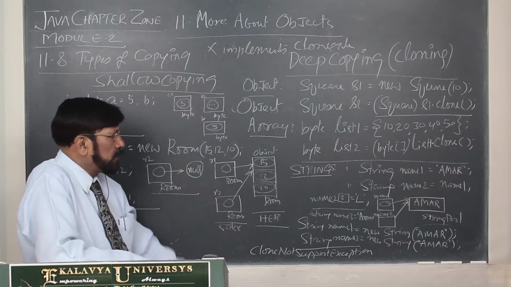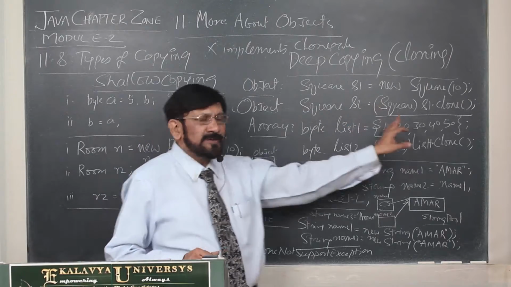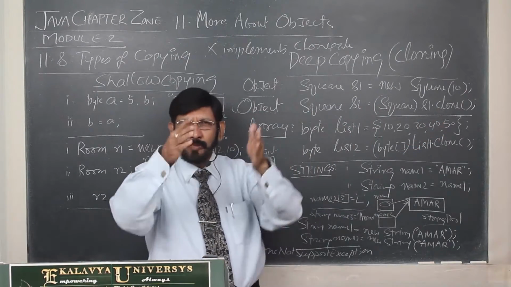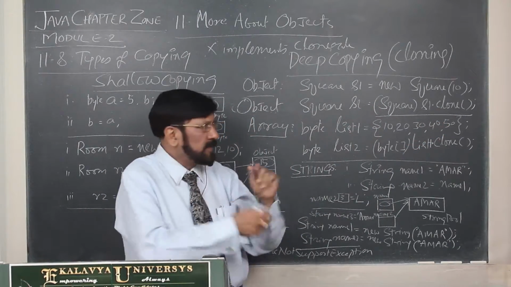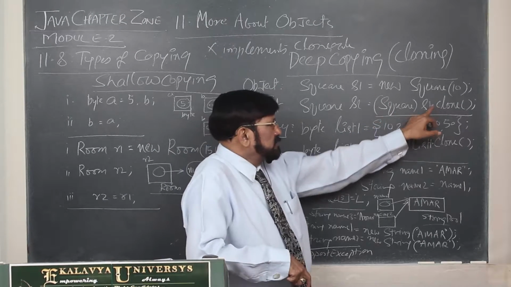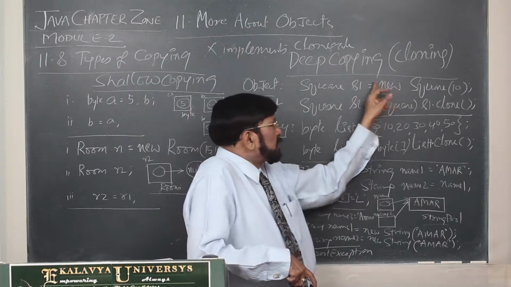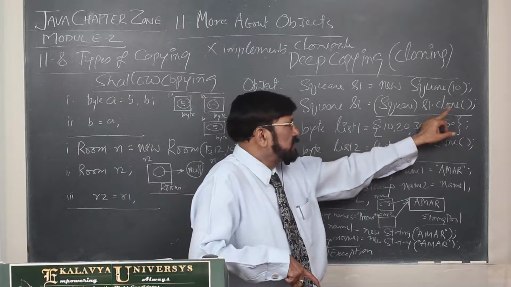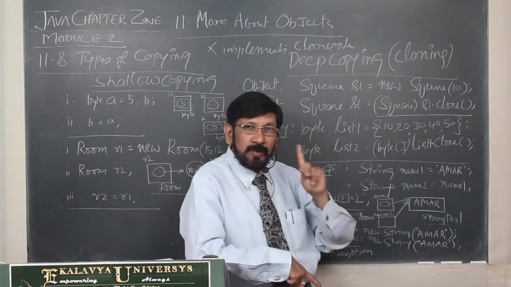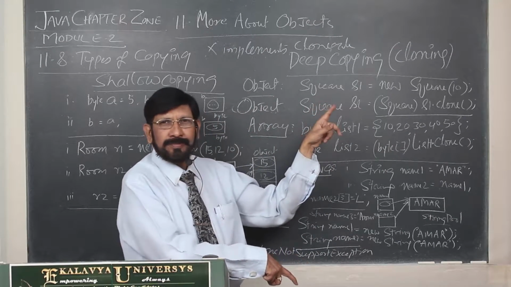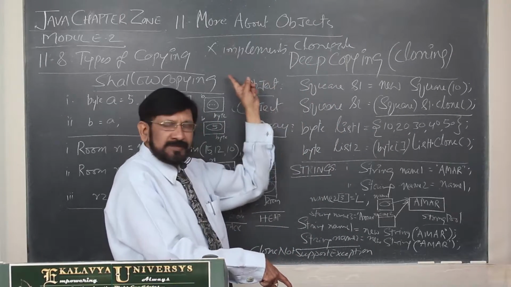Like that, this is shallow copying. But this is not shallow copying. This is a duplicate thing. Clone is created for that purpose. S1, actually which duplicate did you want? S1 duplicate. So S1 dot clone. This clone does not belong to Square. It is inherited from the Object class.